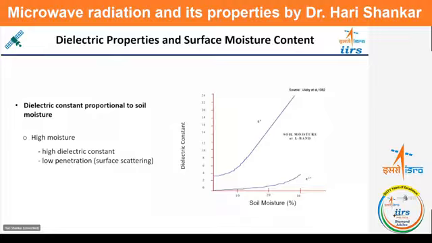These are the graphs between the soil moisture and the real and imaginary parts of the dielectric constant. You can see the imaginary part has less of a role, but the real part of the dielectric constant varies almost linearly with the soil moisture.